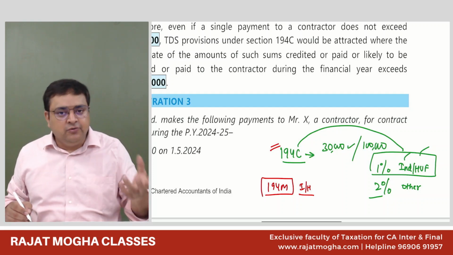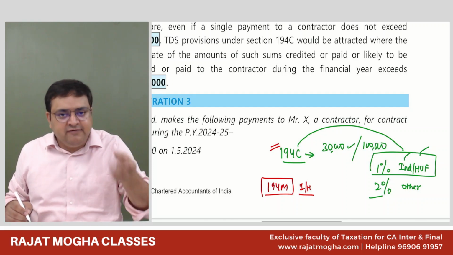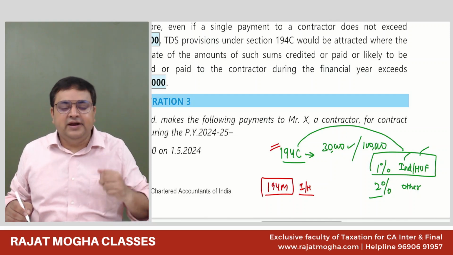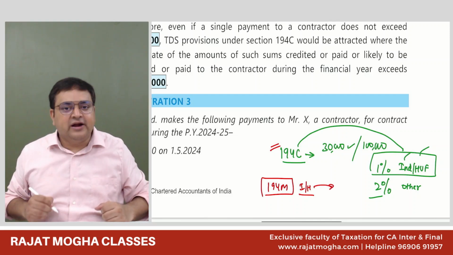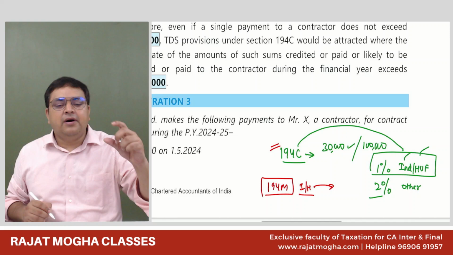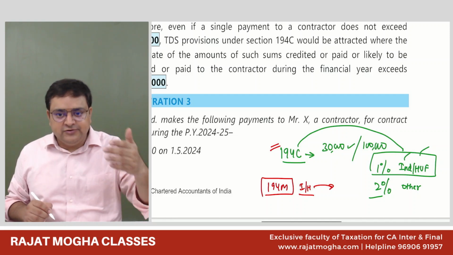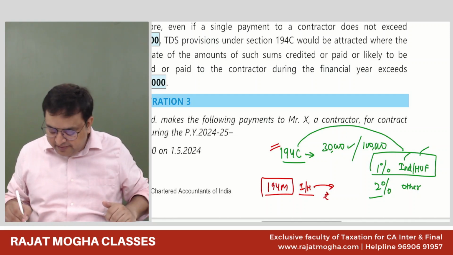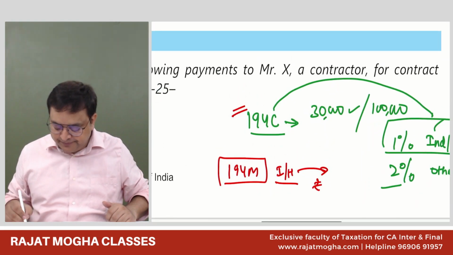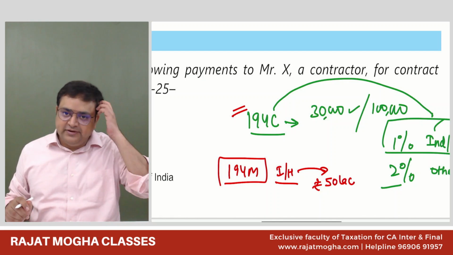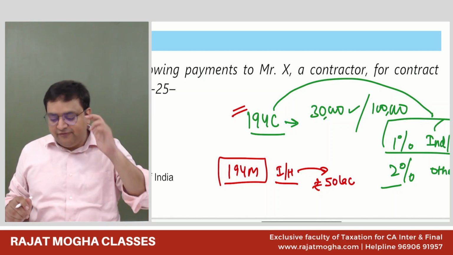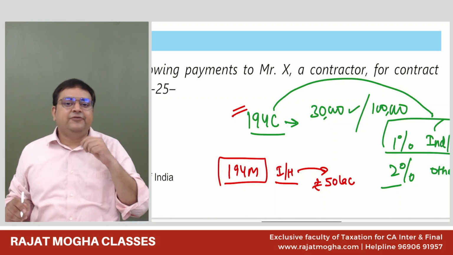Or maybe your turnover is less. Or maybe you don't even have a turnover. You are a salaried individual, and you are giving a contract to someone. And the total amount which you are paying, what is the threshold limit, guys, if you remember? For 194M? 50 lakh. Aggregate 50 lakhs, sir. Very good. Aggregate 50 lakh rupees.